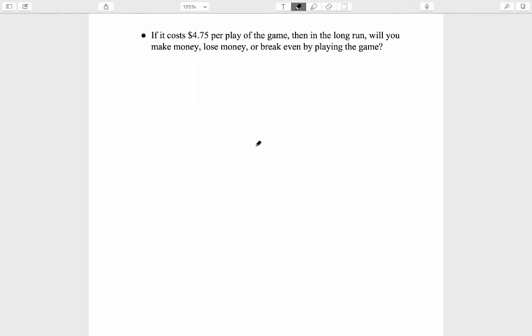Again, we introduce a cost for playing the game, so that now you might make money or lose money each time you play. The next question is, if it costs $4.75 per play of the game, then in the long run, will you make money, lose money, or break even by playing the game? As we saw in the last video, the thinking is that an average gain of $4.50 per play minus a certain cost of $4.75 per play of the game results in an average net loss of 25 cents per play of the game. So if you play this game over and over again, in the long run you're losing money. This is a losing proposition.